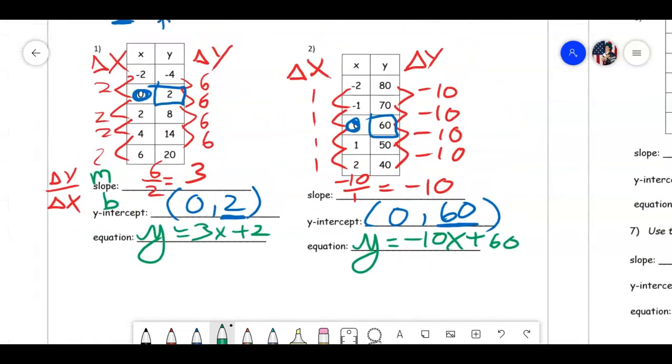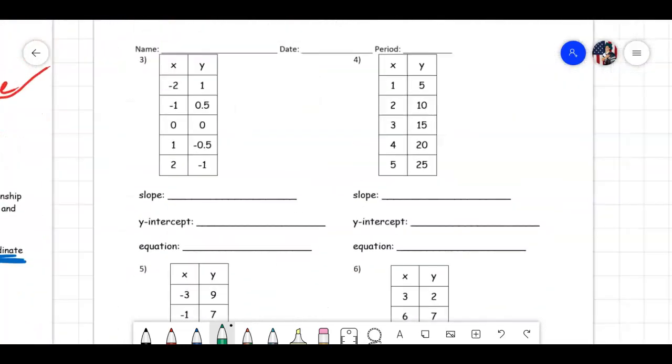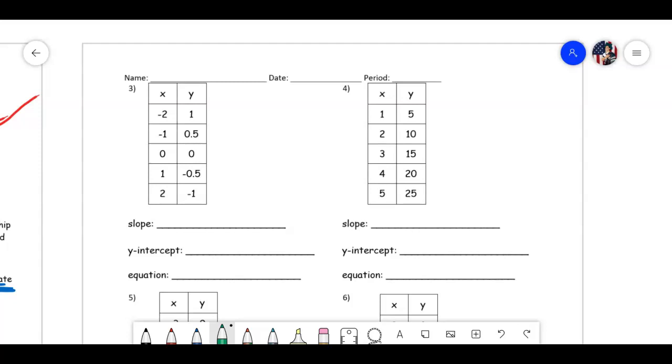All right, flip it over. I'm so sorry. Almost done. What do we do if the y-intercept is 0? That's fine. But I'll show you how to write it in a minute. All right, number 3.